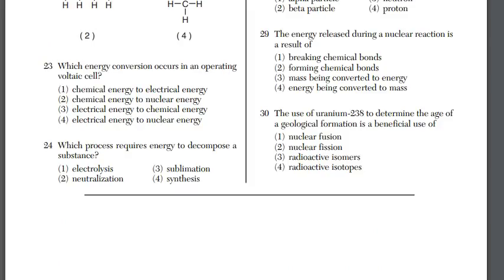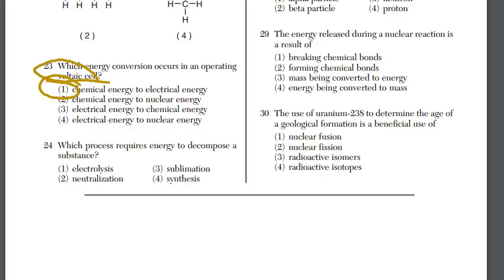So 23, it says which energy conversion occurs in an operating voltaic cell. Voltaic cell has to do with the unit called redox. With a voltaic cell, we are going to take chemical energy and convert it to electrical energy, just like a battery. So it is choice 1. How do I know that? It's a fact. You make sure that you remember it.